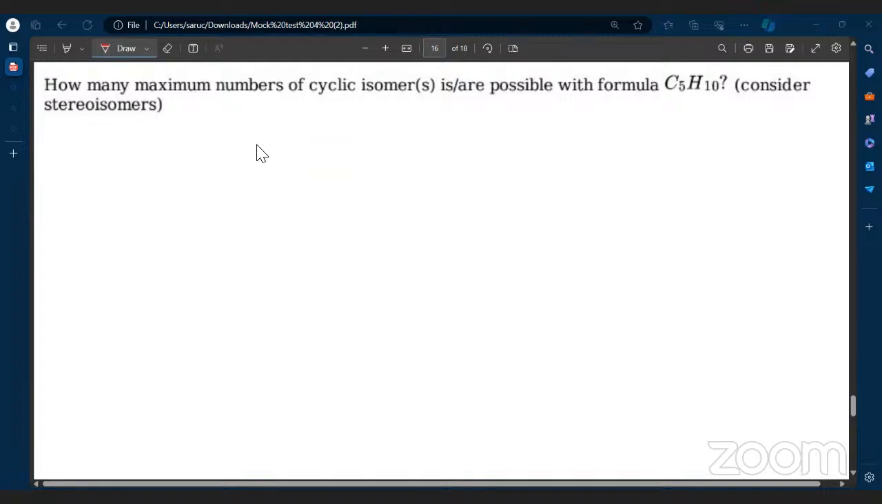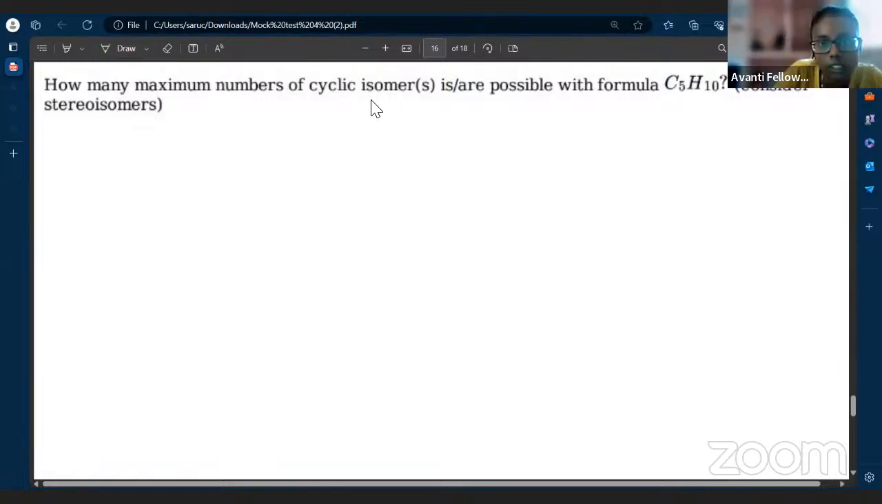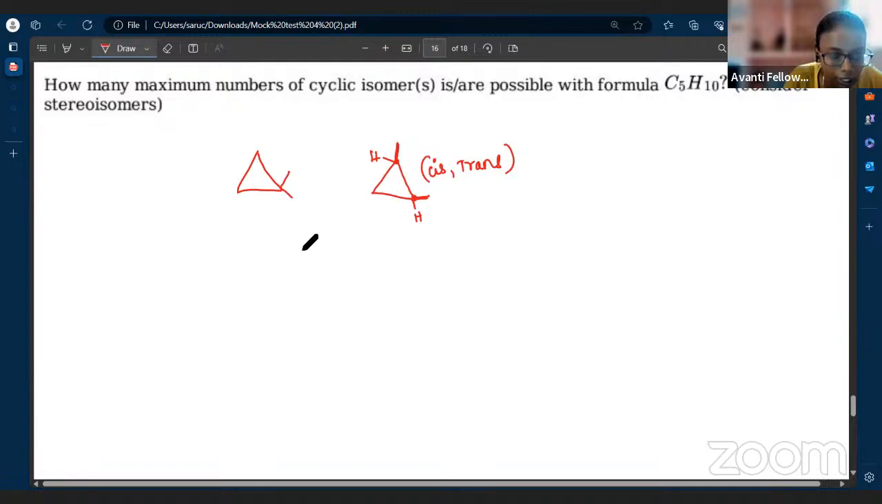C5H10. If you draw a 3-membered cycle, it is going to be C3H6. You need 2 CH3 groups added. They could be added to the same carbon or to the adjacent carbon. Both are sp3 hybridized and have 2 different groups attached, so they can show cis and trans. And this is for the 3-membered ring.